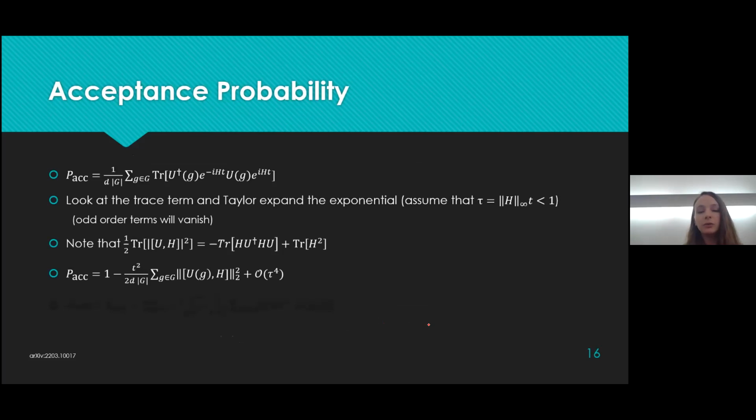So what can I do? Well, I can notice that there are some exponents in here, some e to the iHt, and I can Taylor expand that. I'm allowed to do that assuming this condition holds. This quantity we call tau. I already said t is less than 1, and it's pretty normal to get the operator norm of your Hamiltonian equal to 1, or you can renormalize it. And so that's all fair, and I'm allowed to Taylor expand this, especially because we're in finite dimensions.